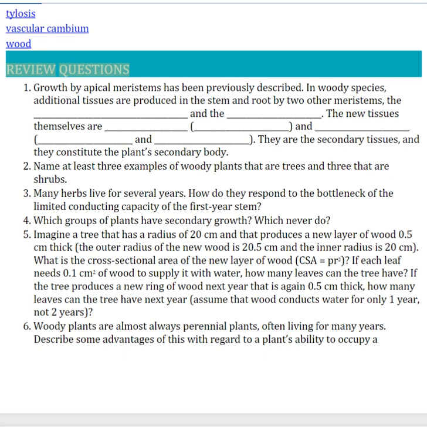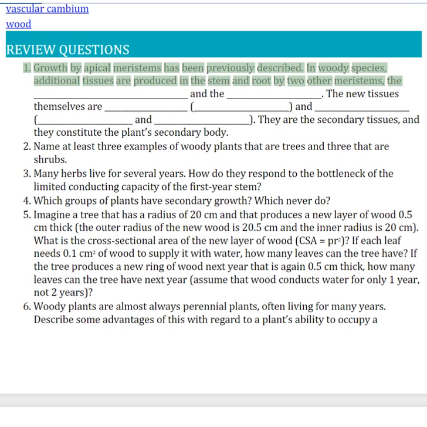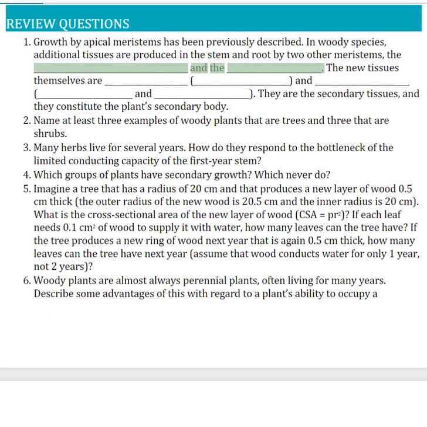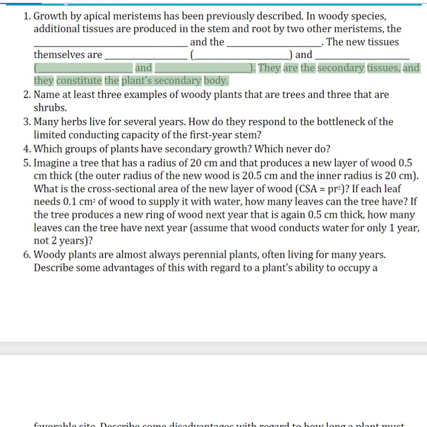Review questions. 1. Growth by apical meristems has been previously described. In woody species, additional tissues are produced in the stem and root by two other meristems, the ___ and the ___. The new tissues themselves are ___ and ___. They are the secondary tissues, and they constitute the plant's secondary body.